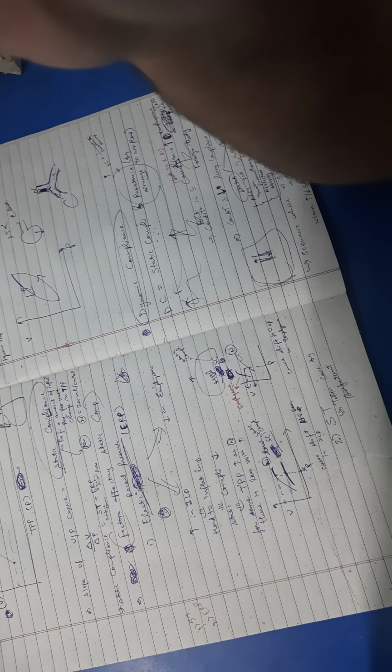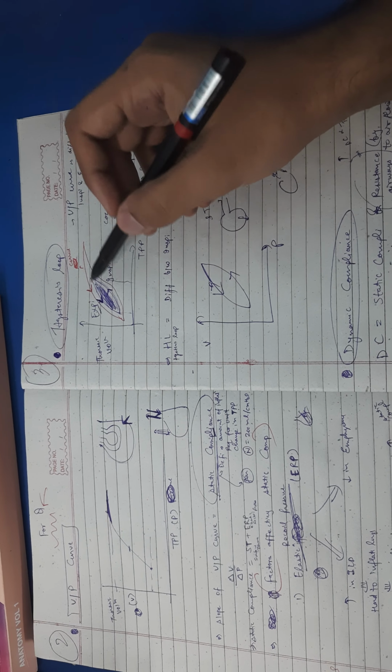So this is the V by P curve during expiration. During inspiration, the V by P curve is like this, somewhat changed, because during expiration we are not countering the ERP, but during inspiration we have to counter the ERP, that is elastic recoil pressure. So there is the change. And the hysteresis loop is the area between the inspiration and expiration V by P curves.